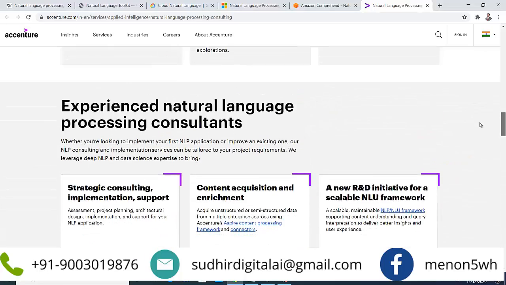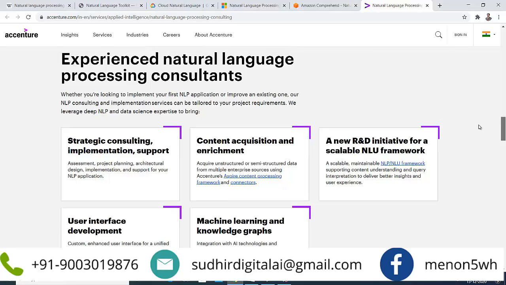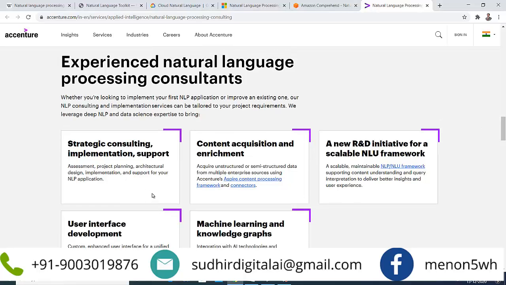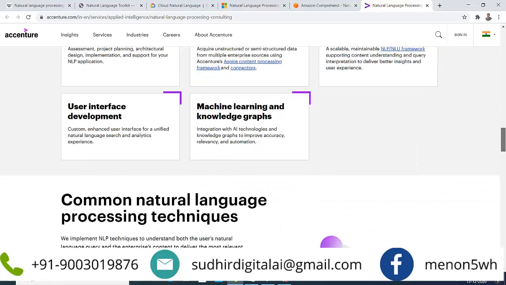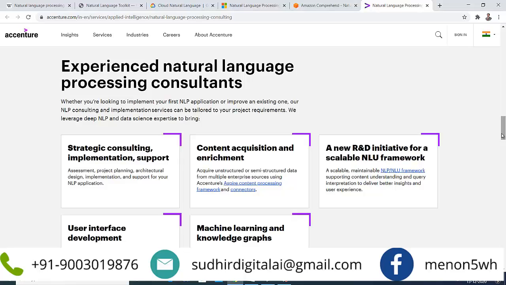Okay, and they also talk about the names of the consultants who really do this job, like strategic consulting, implementation, support, content acquisition, enrichment. Okay, and there's a new R&D initiative for scalable solutions. So they also have a research and development team which is trying to experiment with a lot of things. There's a user interface development team, and then there is a machine learning group. Now you understand. You will not see this part in an OEM unless they have a consulting practice. Okay, so they will typically focus on building the product. Now, Accenture or PwC or EY will be more focused on consulting with these professionals in the customer base. They may go along with an OEM or not.